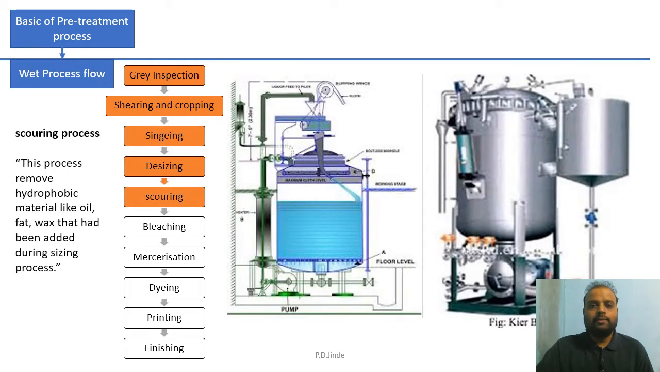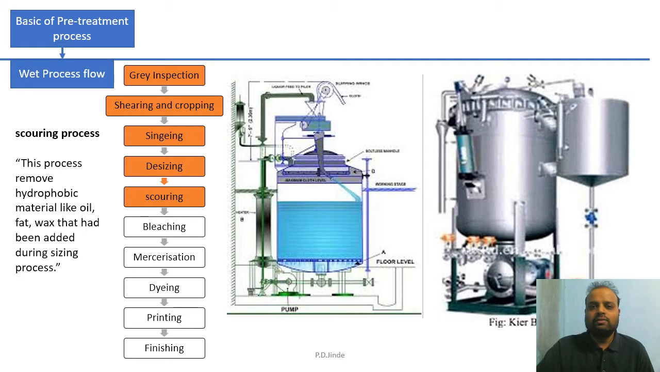The next and important process after desizing is the scouring process. In this process, removal of hydrophobic impurities from a fabric takes place. Which are those hydrophobic impurities? Examples are oil, fat, and waxes. Where do they come from? During sizing, for a smooth process or to get flexibility, the sizing paste contains oil, fat, and waxes. Now they become impurities and need to be removed.